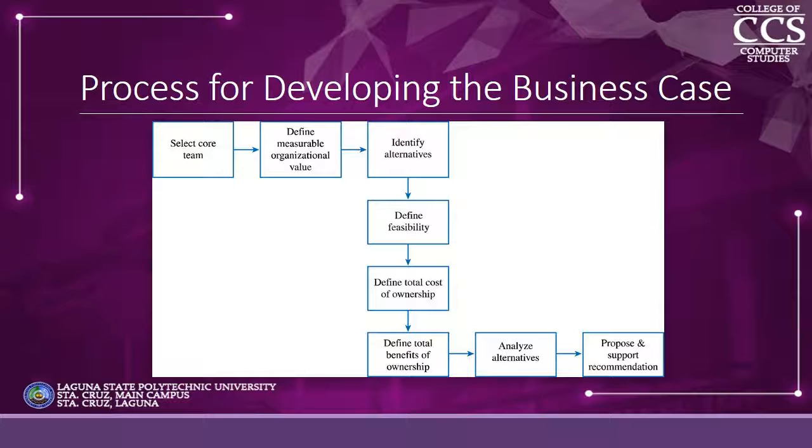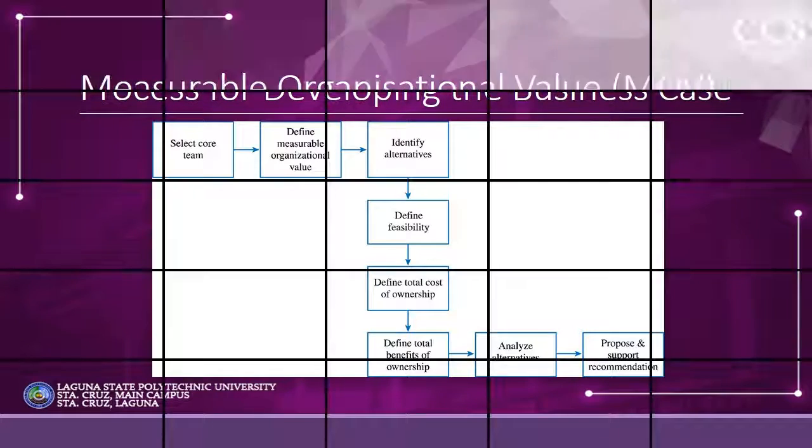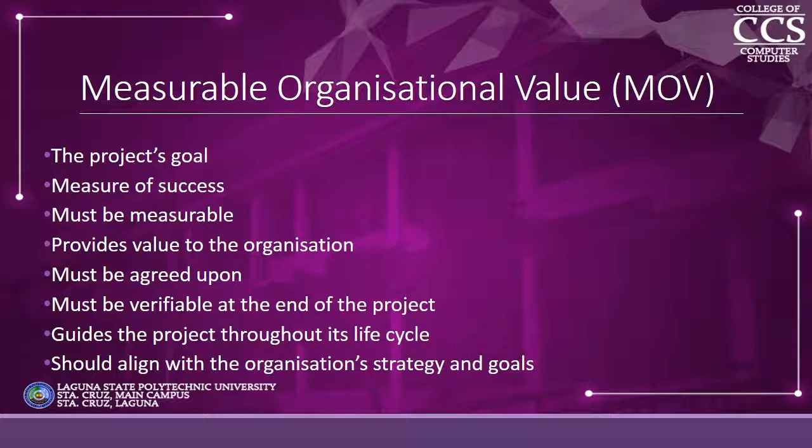Step 2. Define the measurable organizational value, or MOV. It should be the project's overall goal. The MOV must be the project's goal. A measure of success must be measurable, provide value to the organization, be agreed upon, be verifiable at the end of the project, guide the project throughout its life cycle, and align with the organization's strategy and goals.